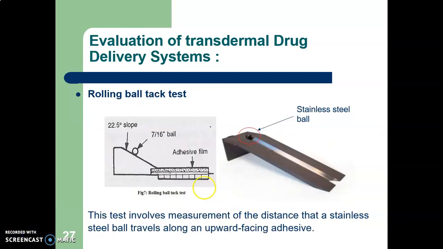Rolling ball tack test. The figure shows the adhesive film, the adhesive transdermal patch layer, and the ball. Here it is also described: on this stainless steel plate the adhesive surface, the transdermal patch, is placed, and the ball travels on the surface of the adhesive layer. In this test, the distance traveled by the ball on the adhesive film is measured, and this is known as the rolling ball tack test.